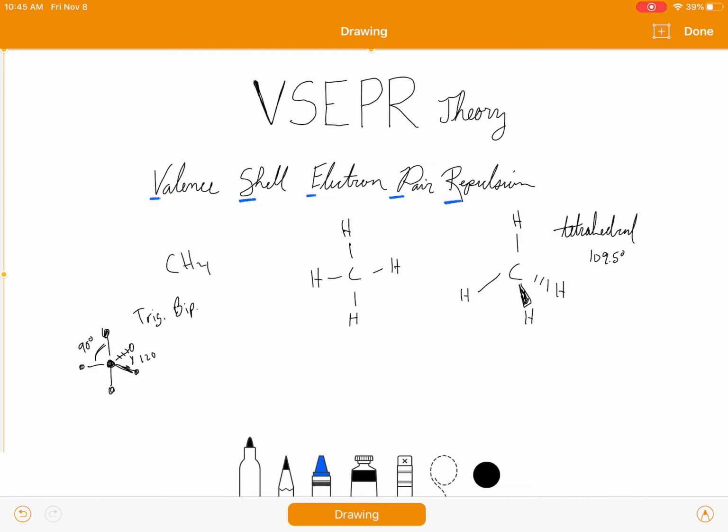Then you have octahedral, and that is where you have all 90-degree angles. So you've got some coming out, going down and back. It's really hard to show this. You're probably better off looking in your book. I could go like this, I guess. You have these coming out of the page, those going back, and then you have some going up and down. And then every angle is 90 degrees.